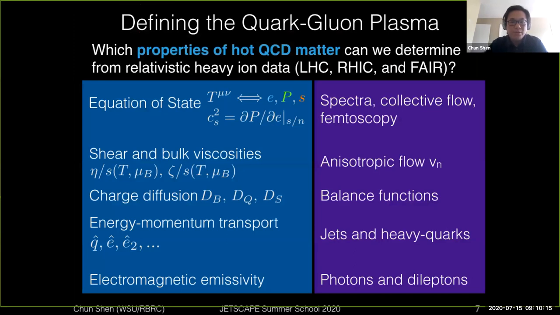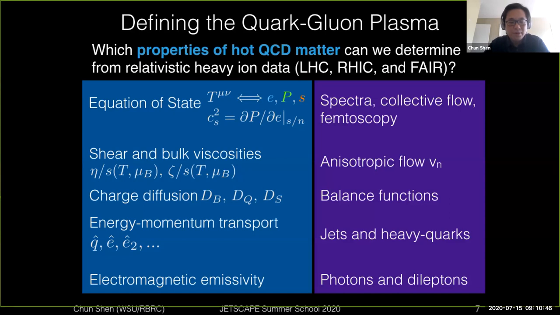With heavy ion collisions, the physics goal is to quantify the properties of hot QCD matter from the heavy ion data. On the left-hand side, I list a few interesting things that we want to understand for the QGP. For example, its thermodynamic relations in terms of the equation of state: the relation between energy density, pressure, and entropy density, as well as the speed of sound for this quark-gluon plasma in the high temperature phase.